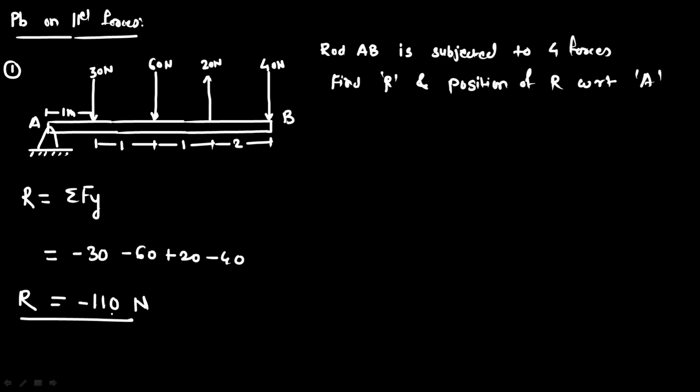Okay, so what is the meaning of minus 110? Actually, R is equal to 110 Newton. It is acting in the downward direction. Okay, so this is the resultant force. Now, next step is we have to find out the position of the resultant with respect to point A. So this position you can find out by using Varignon's theorem.